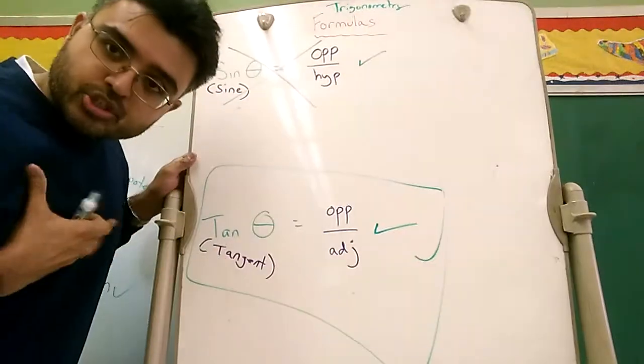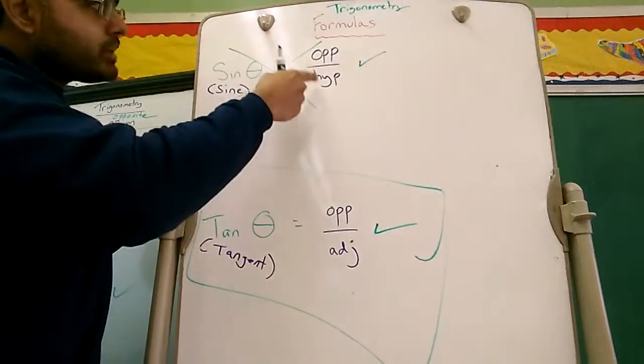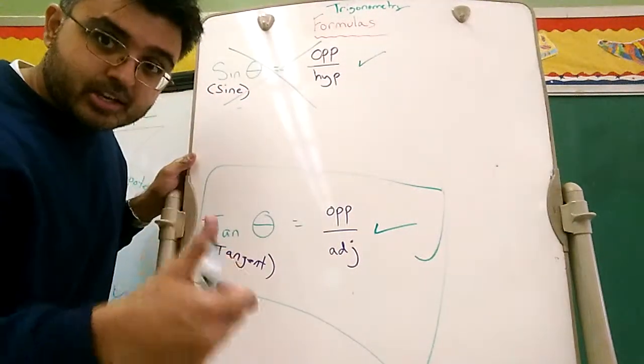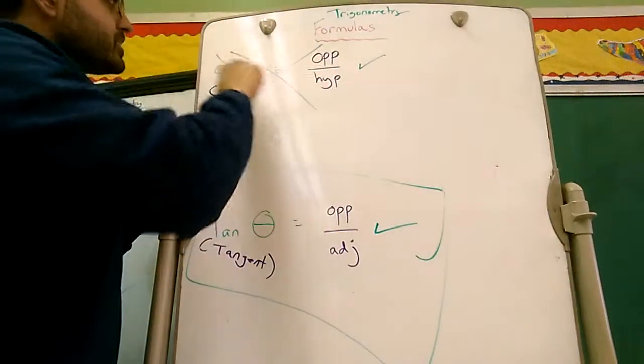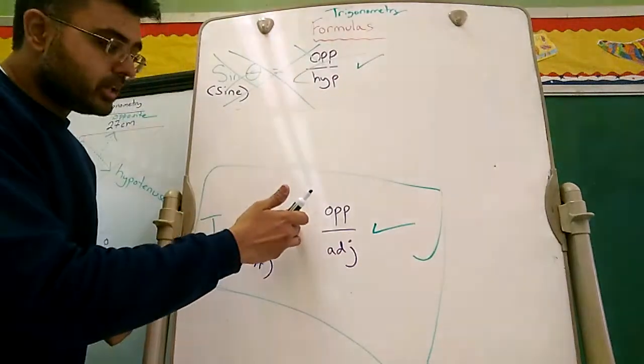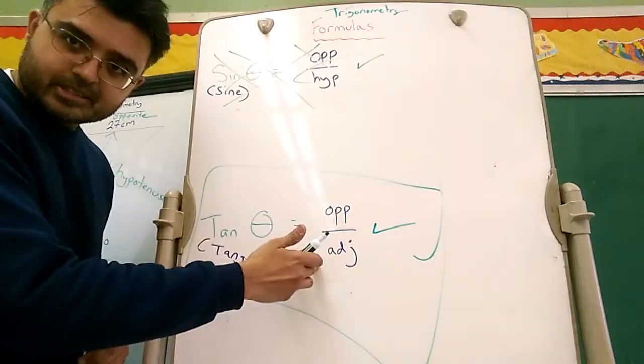This is the information we have. We don't have a hypotenuse. We cannot use sine. We cannot use cosine. We're going to use tangent. So let's get rid of the sine. We're going to use tangent theta, or tangent of an angle, is equal to opposite over adjacent.